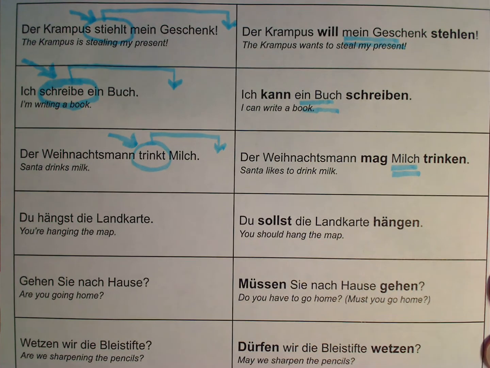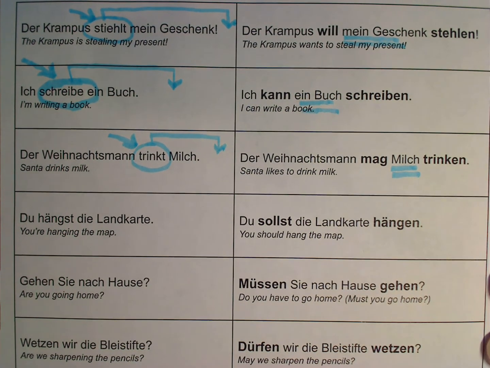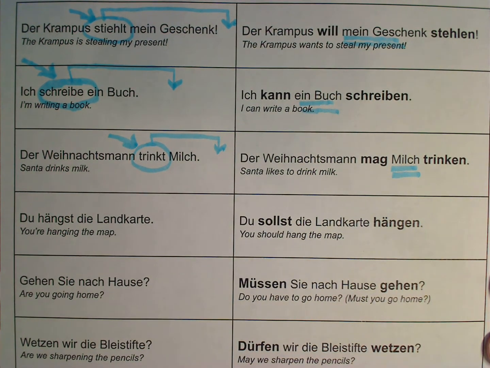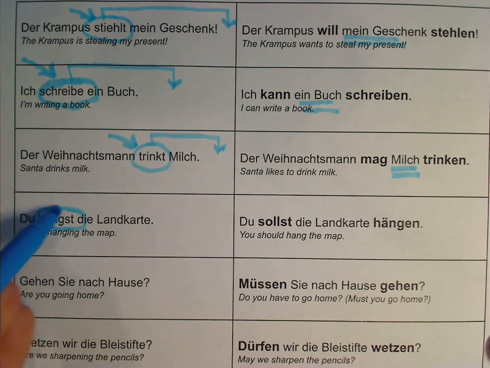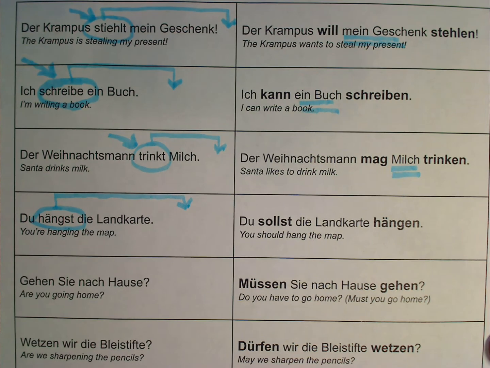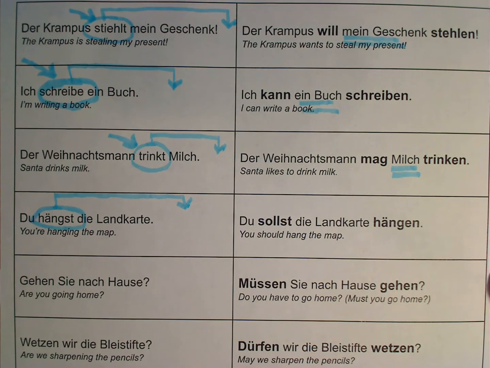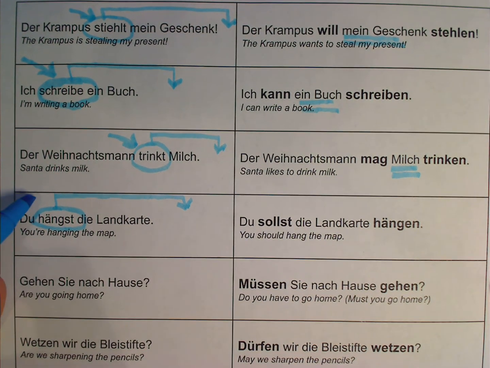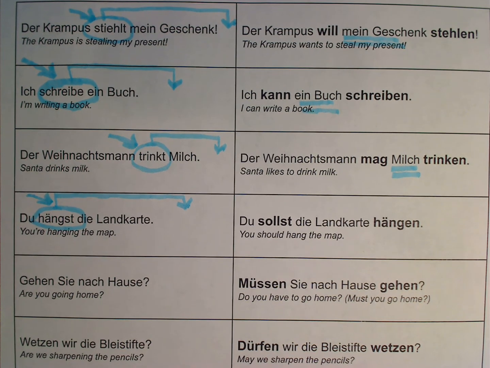Du hängst die Landkarte. You're hanging the map. You should hang the map is du sollst die Landkarte hängen. Again, we're taking this verb, hängst, unconjugating it and throwing it to the end of the sentence. And in its place, we're putting the conjugated form of the verb.